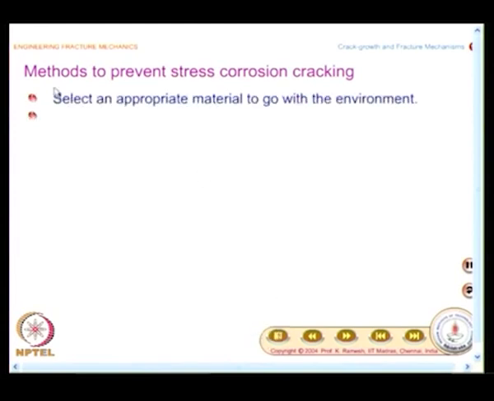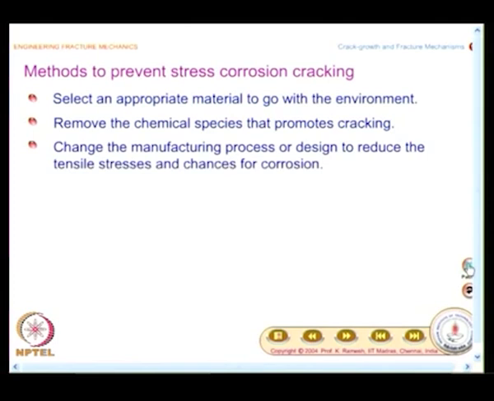And this is what you find. What are the methods that could be used to prevent stress corrosion cracking? So, the first step is to select an appropriate material to go with the environment. And the second step is to remove the chemical species that promotes cracking. These are all doable.